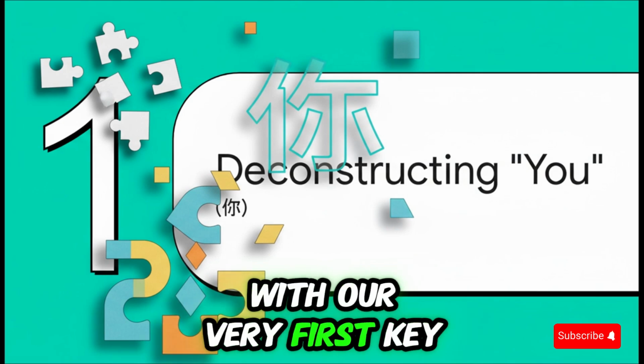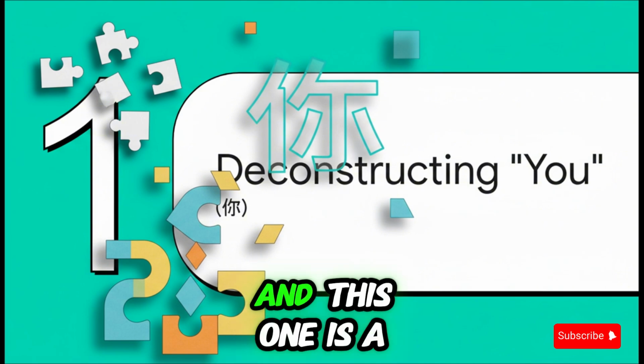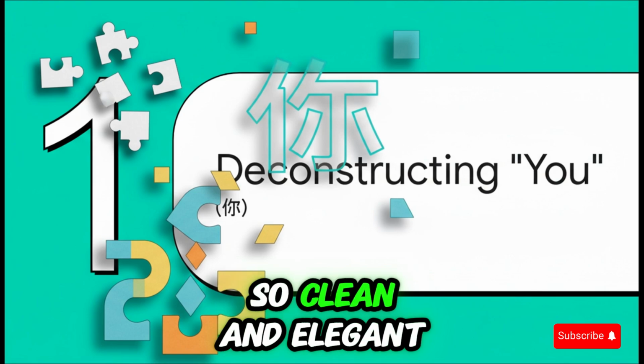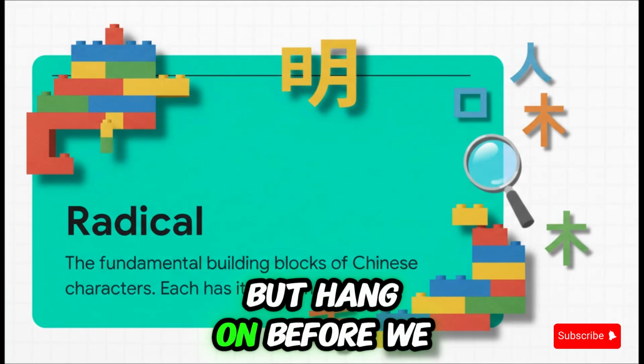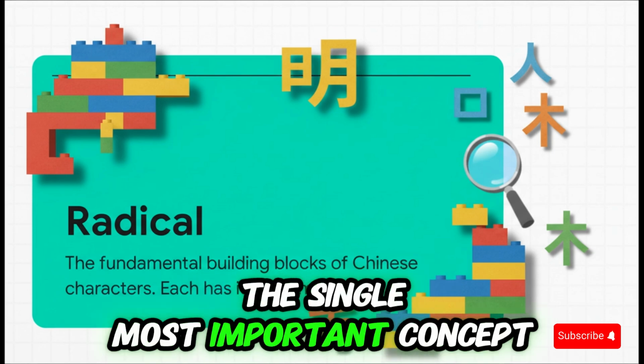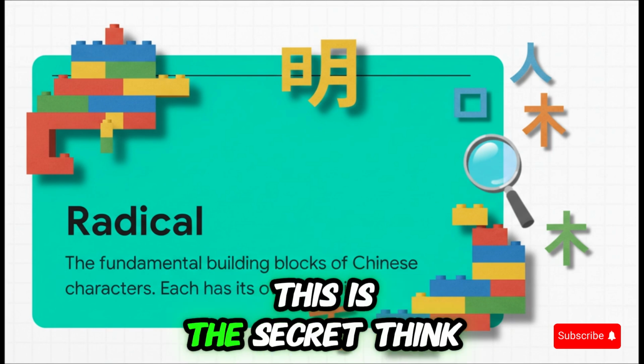Starting with our very first key, we're going to deconstruct the character for you, which is ni. And this one is a fantastic place to start because its logic is just so clean and elegant. But hang on, before we can actually break it apart, we need to talk about the single most important concept for everything we're doing today, the radical. Seriously, this is the secret.